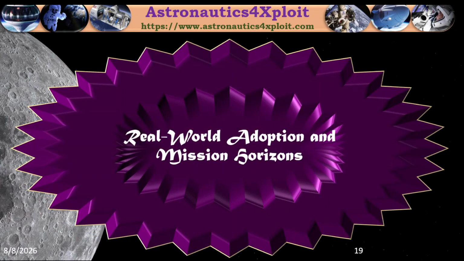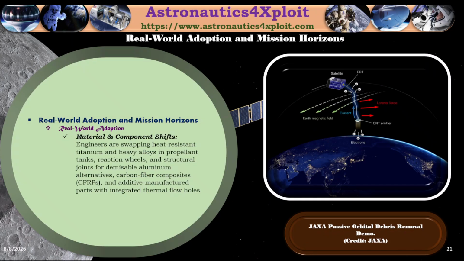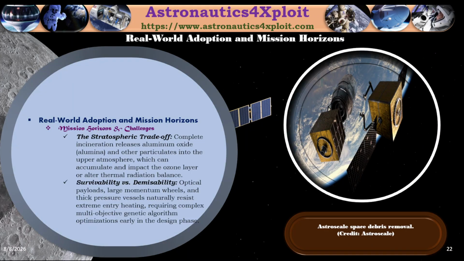Real-world adoption and mission horizons. Space agency frameworks. ESA is leading via a Zero Debris charter and is aiming for net zero debris by 2030. Academic groups test novel approaches such as Kyoto University's wooden pallet satellite. An artist illustration of a space junk cleanup system is shown in this picture. Material and component shift. Engineers are swapping heat-resistant titanium and heavy alloys in propellant tanks, reaction wheels, and structural joints. The JAXA passive orbital debris removal demo is shown in this picture.